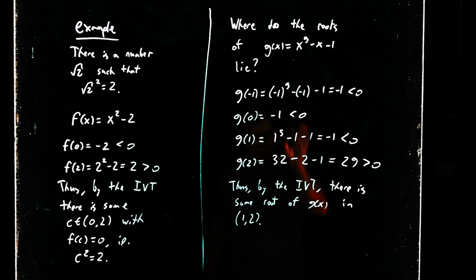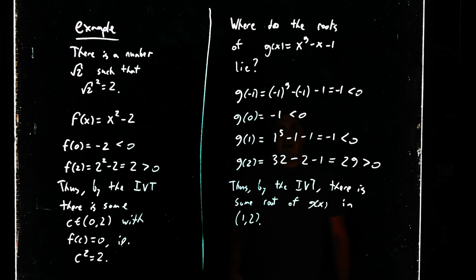And it just came from sort of some basic investigations and plugging some numbers in. So this is the type of thing that the intermediate value theorem can do for you.